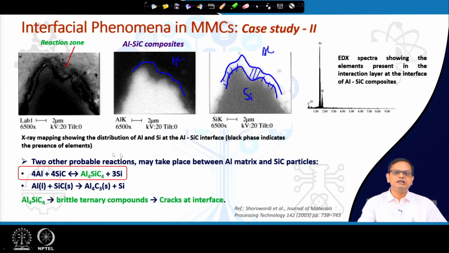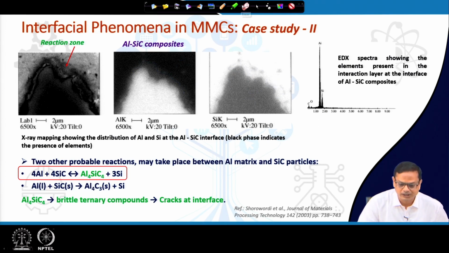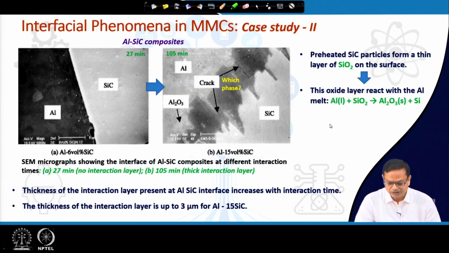Thermodynamically, all kinds of things could be happening, like aluminum carbide formation, or a complex carbide like aluminum silicon carbide, where the aluminum silicon carbide formation is more feasible, and that is why this layer is forming. Let me go back once more to the previous slide, and you can see this particular layer. This is nothing but aluminum silicon carbide, formed by interdiffusion, and that is why you see this thick layer.